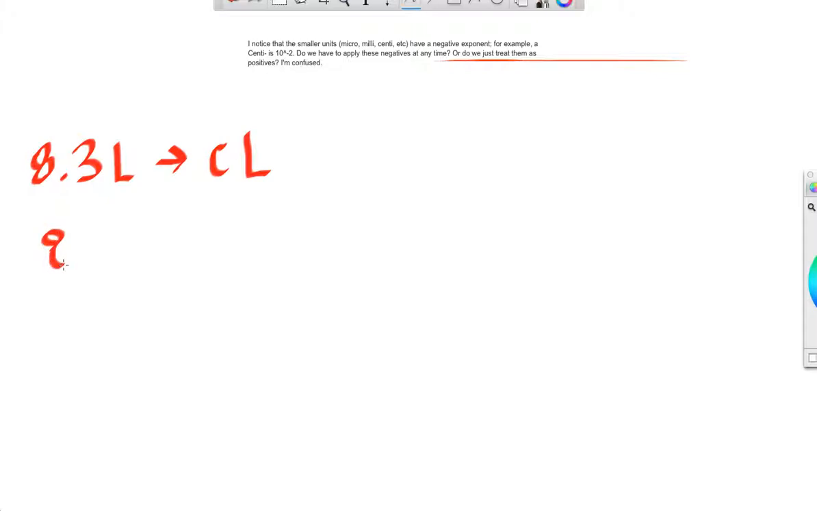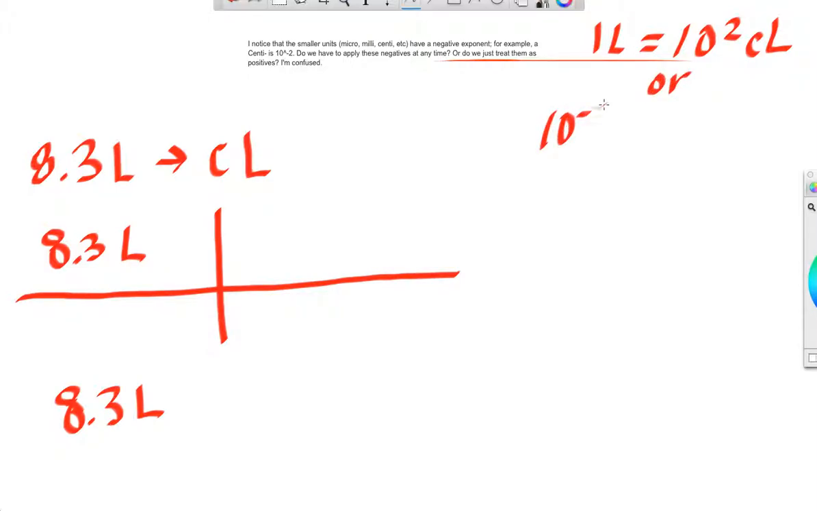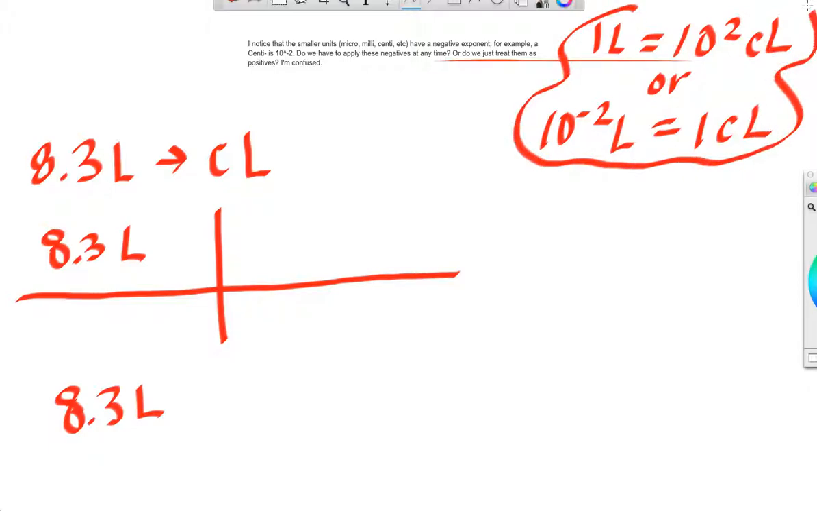Now you can do 8.3. I'm going to set up both ways. I'm going to write it down both ways. And I just want you to know that, let's write the conversion factors over here. For every 1 liter, there's 10 to the 2 centiliters. Or you can write 10 to the minus 2 liters is equal to 1 centiliter. These are exactly the same thing. So whichever one you feel comfortable with memorizing is ultimately fine.